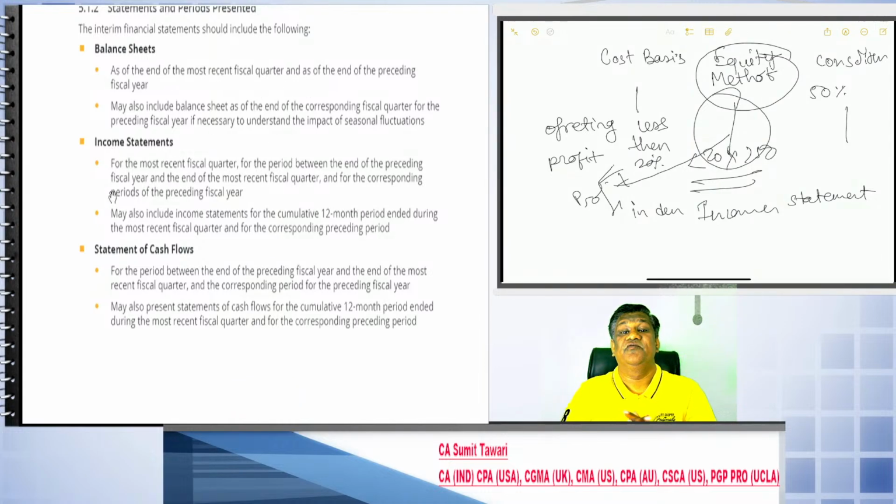Income statement for the most recent fiscal quarter, for the period between the end of the preceding fiscal year and the end of the most recent fiscal quarter, and for the corresponding period of the preceding fiscal year. May also include income statement for the cumulative 12-month period ending during the most recent fiscal quarter and for the corresponding preceding period. So that is also not mandatory, but if you want, you can produce it, like the first quarter ending in March. Okay, so April to March information also you can produce.